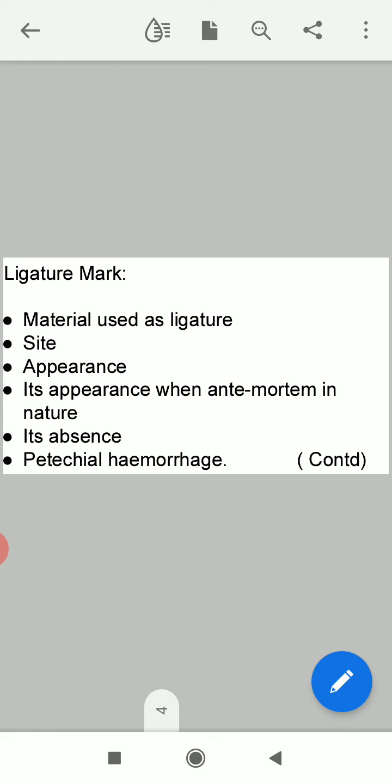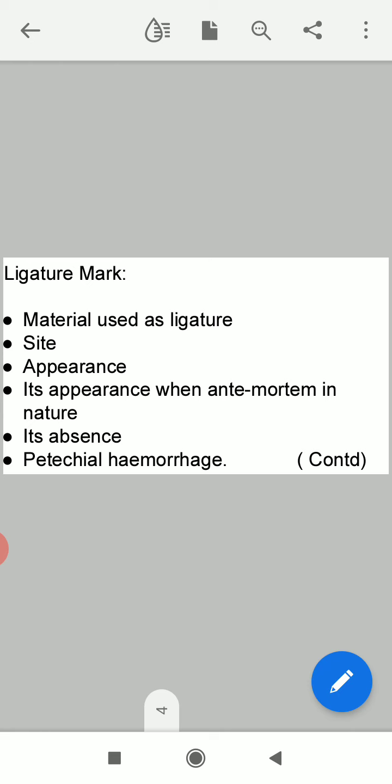When you get a body with a ligature mark on the neck, you need to know whether the ligature mark is from hanging or due to strangulation. So the level of the ligature mark helps to know whether the death is from hanging or strangulation.